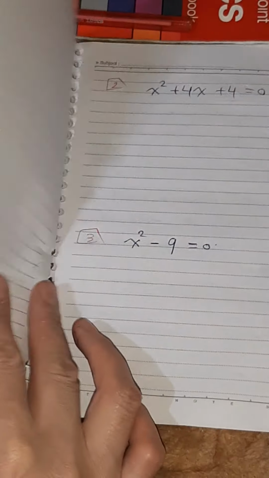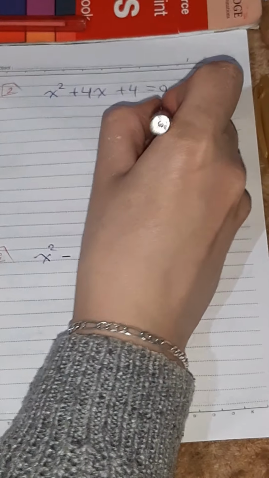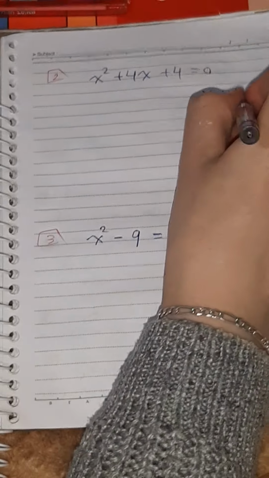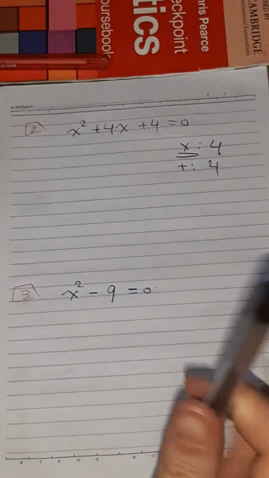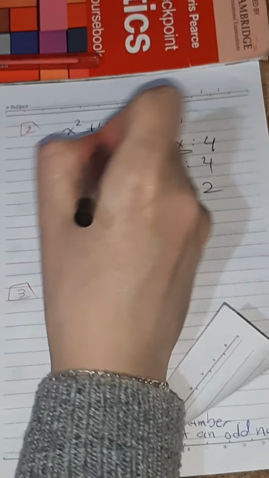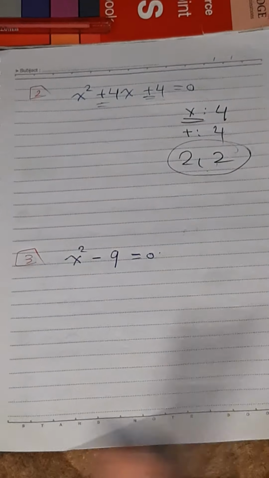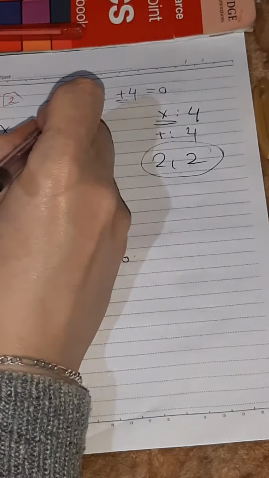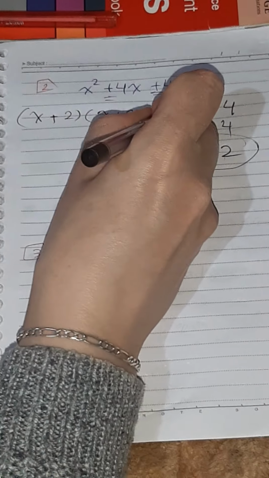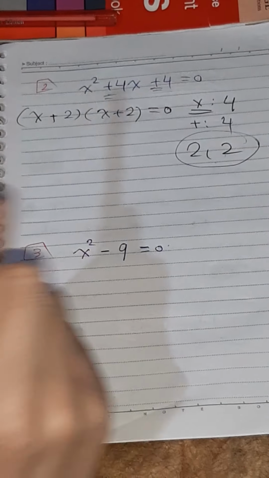Now, let's take this example. Here, look at two numbers. If you multiply them 4, very easy, and if you add them 4, what are these two numbers? 2 and 2. Both are positive, so the two numbers must be positive. 2 times 2 is 4, and 2 plus 2 is 4. Yes. So here x plus 2 and x plus 2 equals 0.